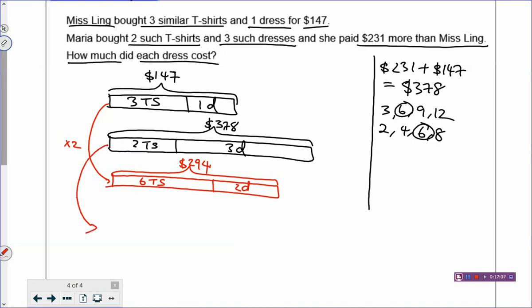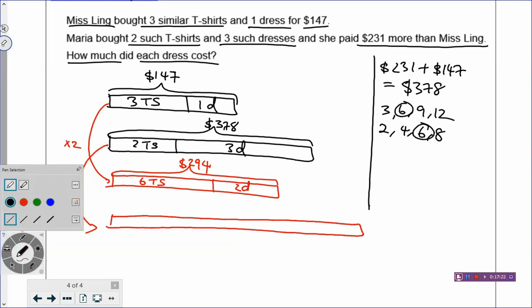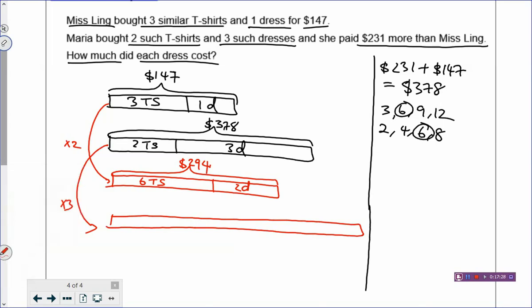Now how about the model below, which is the 2 t-shirts? You have to triple it, right? You have to times 3. So you times 3 for that model, and the model will of course become longer. Let's draw slightly longer, not too long, otherwise it will cut through the other side. So let's triple the model. 2 t-shirts times 3, you will get 6 t-shirts. Let's cut here. 6 t-shirts, and you can see that now you have an equal number of t-shirts.